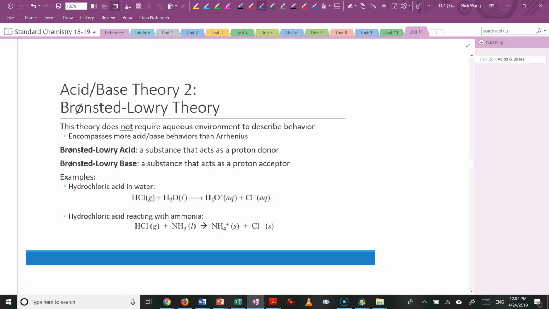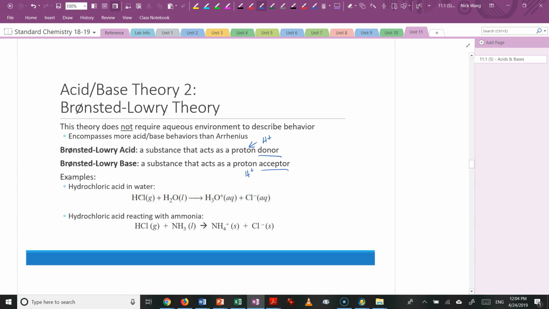The idea here is that a Bronsted-Lowry acid is a substance that acts as a proton donor, right? It talks about giving the proton. Remember, this proton that we're talking about here is still that H+. So we're giving the proton away. A Bronsted-Lowry base, on the other hand, again, this is always kind of like a counterpart here, is basically going to be a proton acceptor. So it's going to accept the H+. So whatever proton is given up by the acid will be accepted by the base. Let's go and take a look at some examples.